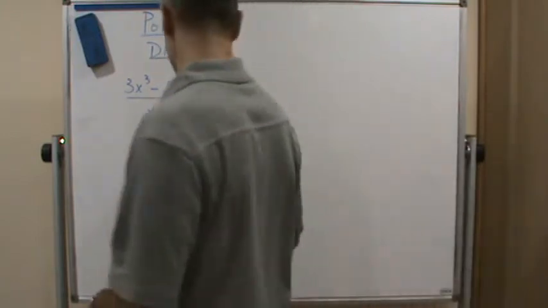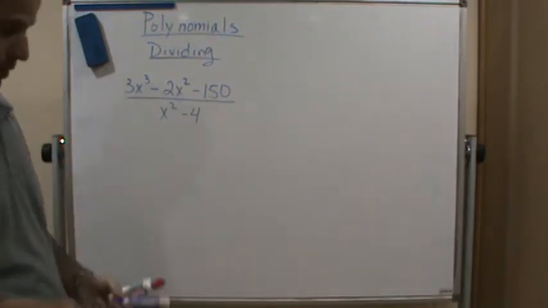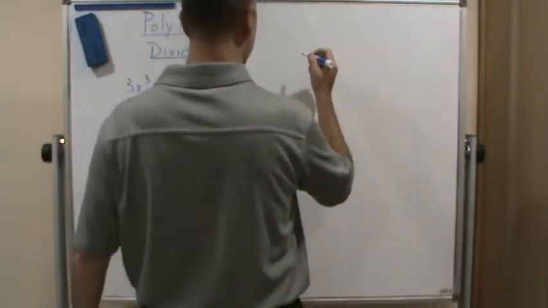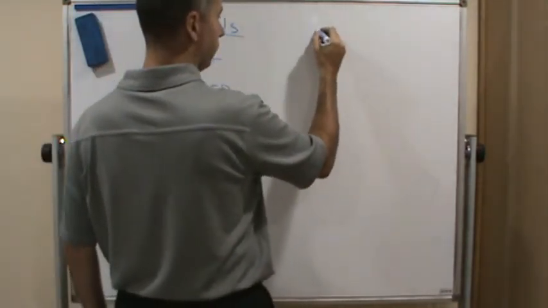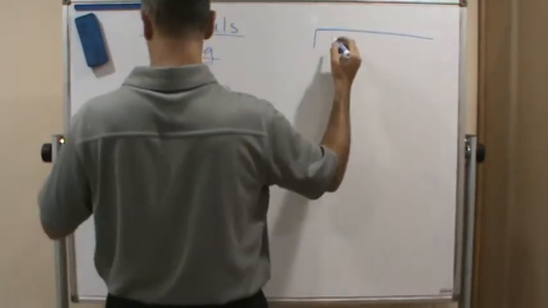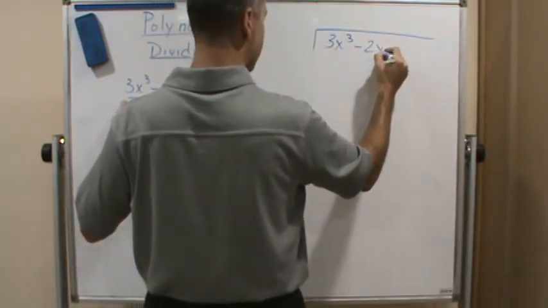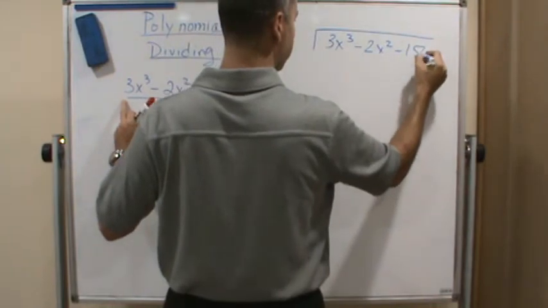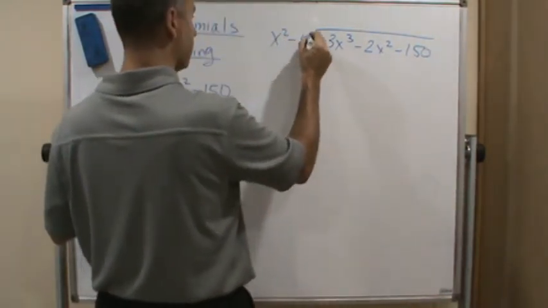Okay, so let's say you're given a problem to do this division, and say you want to do this divided by that. So let's find out what the answer is. So again, we're going to set up our division. And I'm going to write it the way we normally do. Okay, so I'm going to do 3x cubed minus 2x squared minus 150 divided by x squared minus 4.